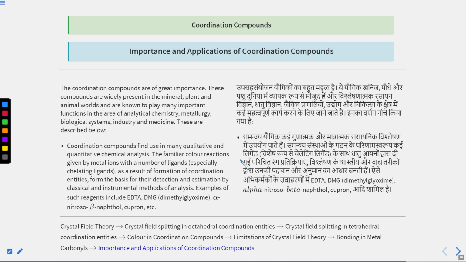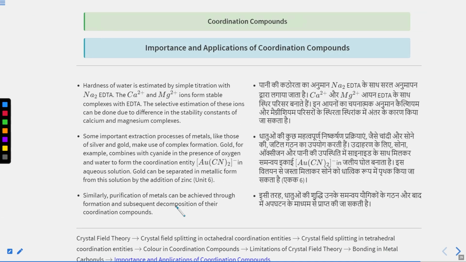Now, if I talk about the applications, the most important application is EDTA. This EDTA is used in purification and quantitative analysis, right? And this is a hexadentate ligand. It is ethylenediaminetetraacetate. Also, it is used in metallurgy and for industrial and medicinal purposes. Okay. So you can just read about this. You can read this slide to get an idea about the applications of coordination complexes.